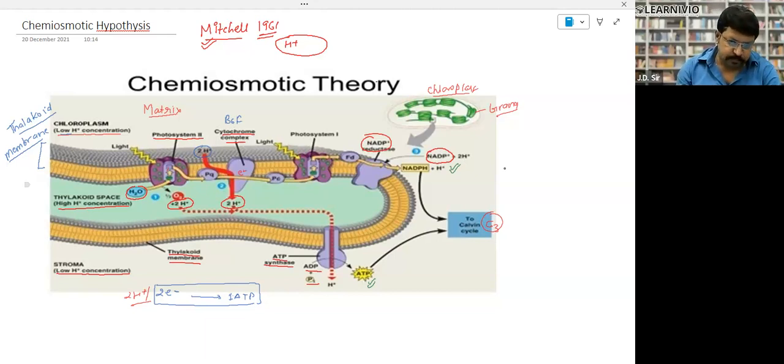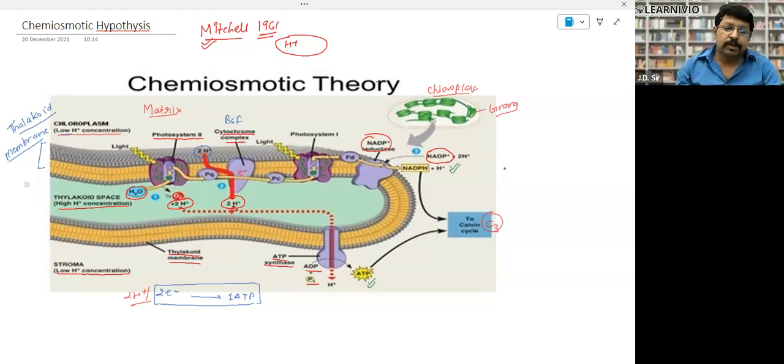What happens when a water molecule breaks down, right? Then formation of hydrogen ions takes place. Due to formation of these hydrogen ions, the pH value decreases and hydrogen ion concentration increases inside the lumen, inside the thylakoid membrane.